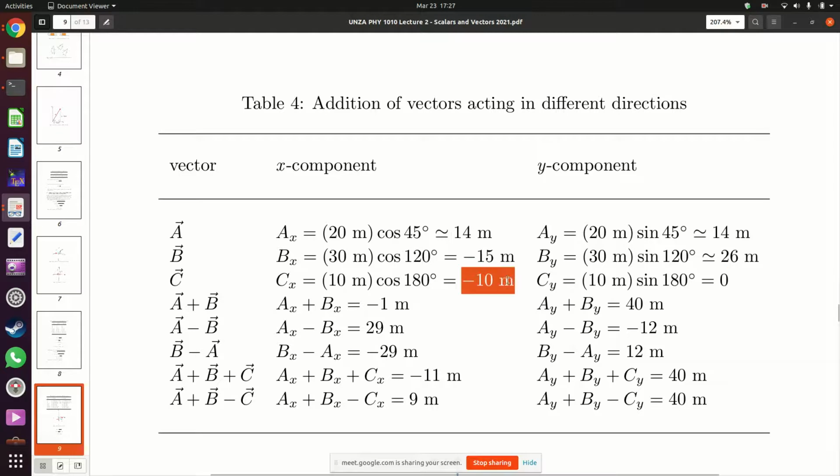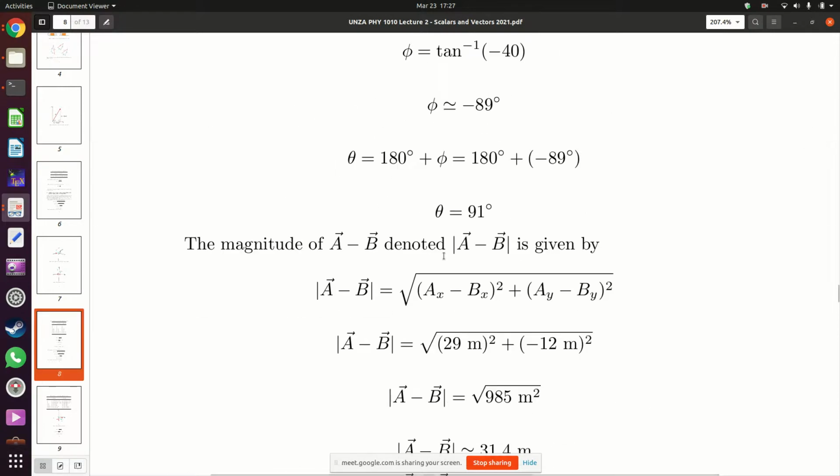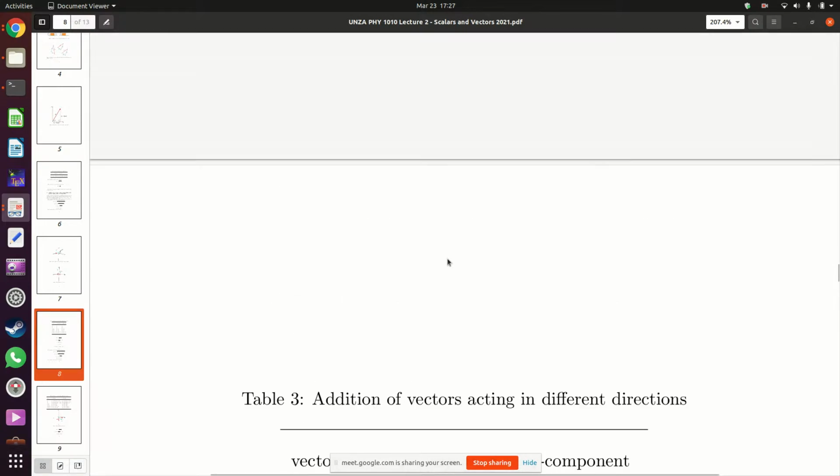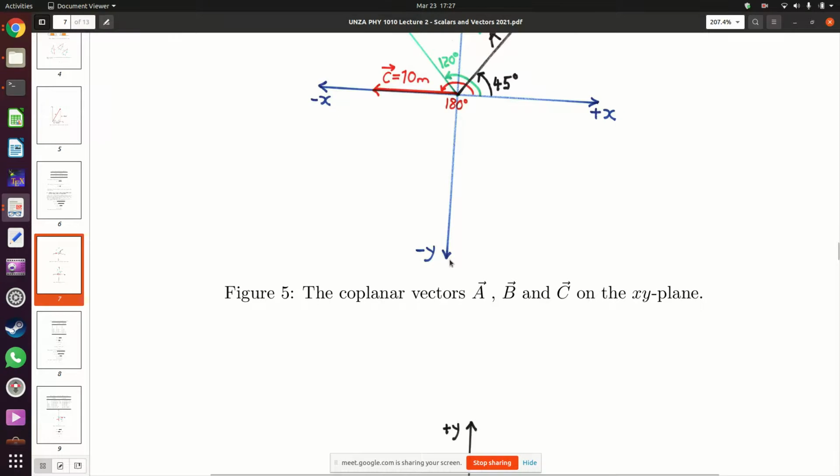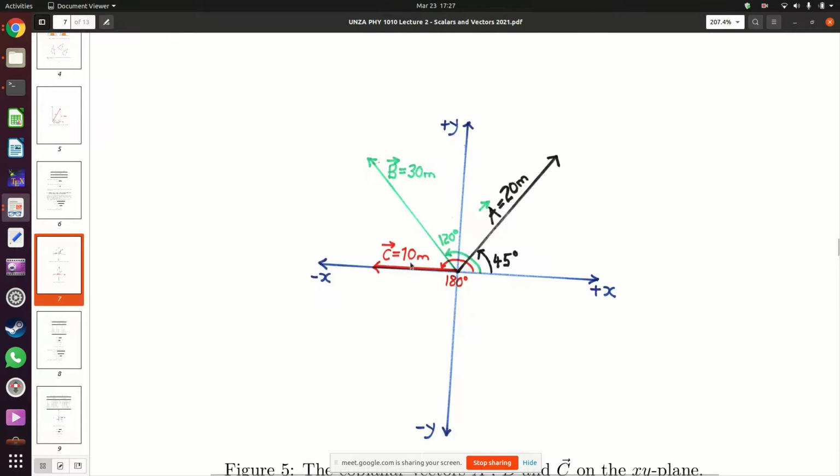This x component lies along the negative x-axis, and you can see why vector c does not have a y component, because it just lies along the axis. This is vector c, size 10 meters, lying along the negative x-axis. There is no part of this vector c which lies along the y-axis. There's nothing, because of the angle it makes. It makes an angle of 180 degrees.